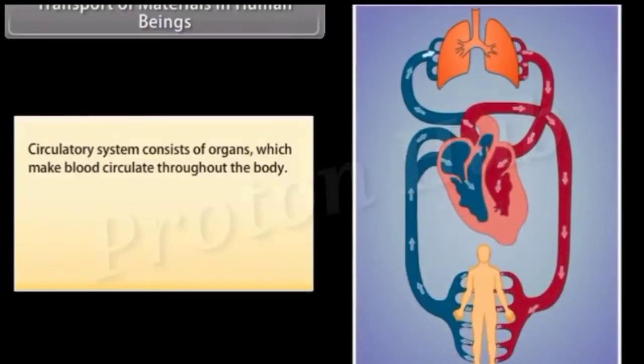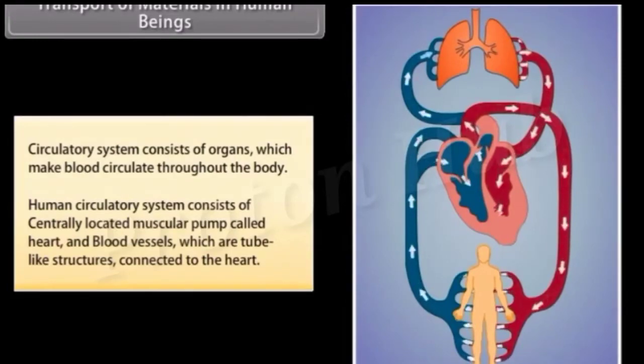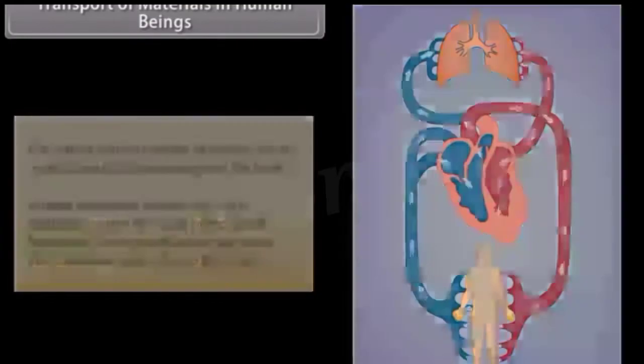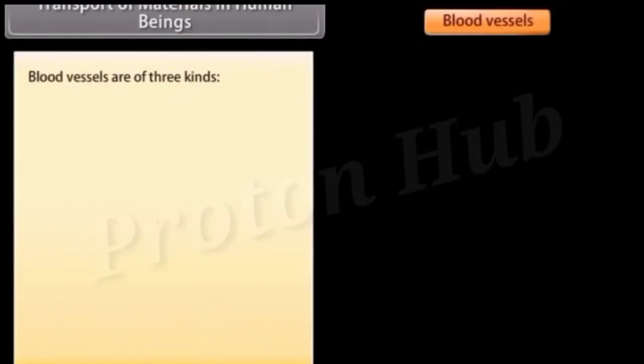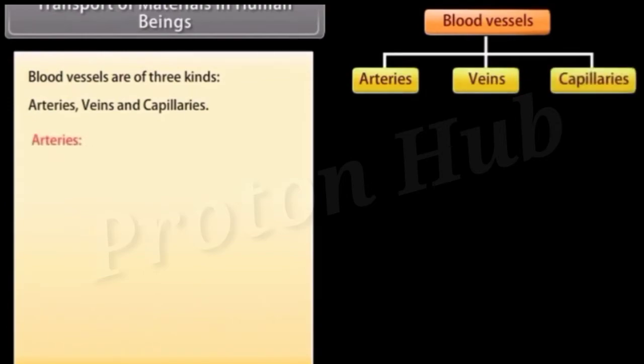The circulatory system consists of organs which make blood circulate throughout the body. The human circulatory system consists of a centrally located muscular pump called the heart and blood vessels, which are tube-like structures connected to the heart. Blood vessels are of three kinds: arteries, veins and capillaries.